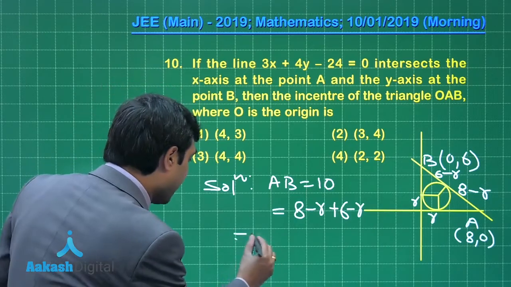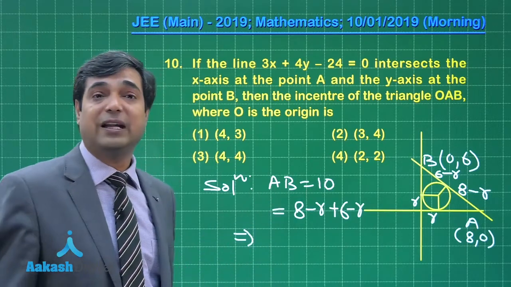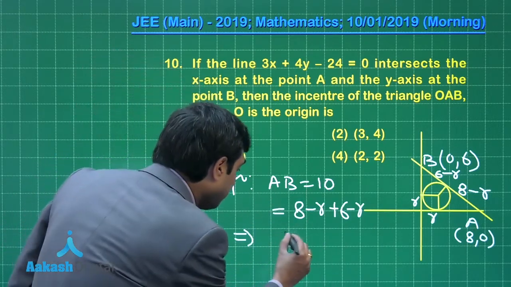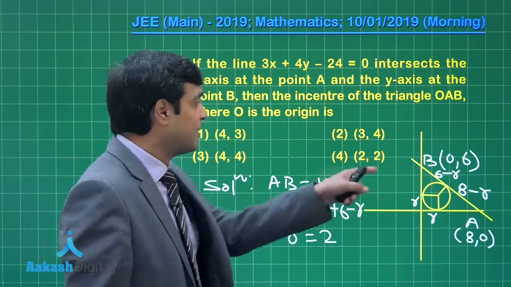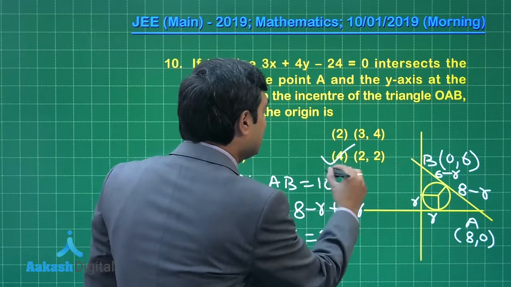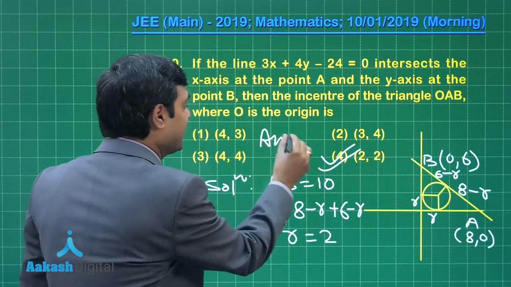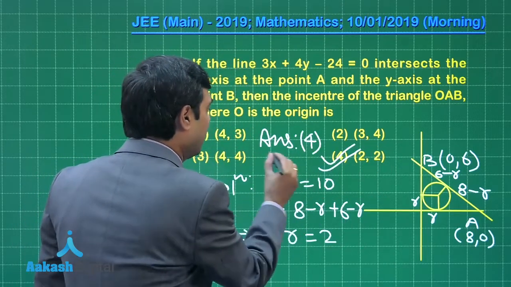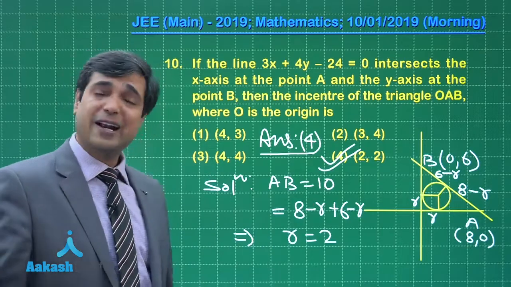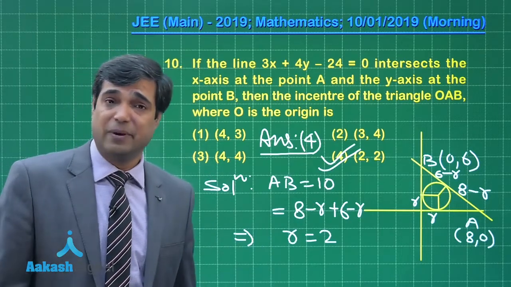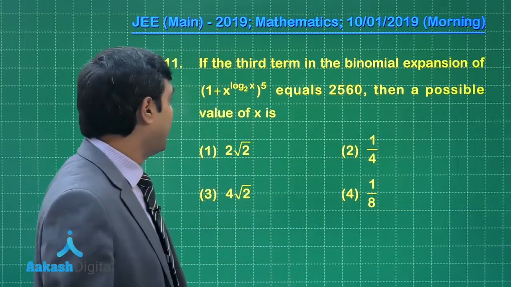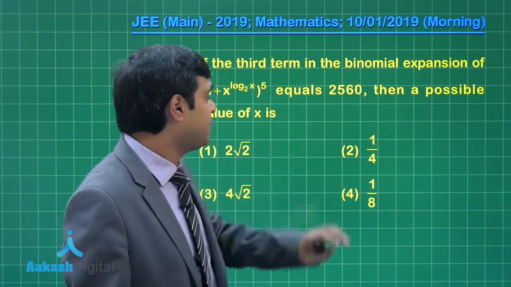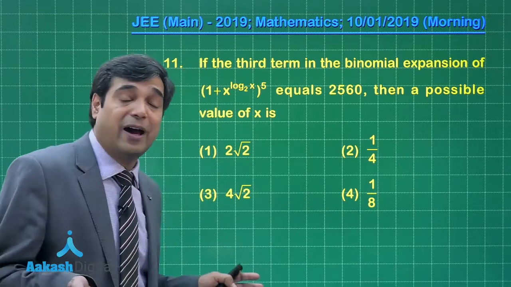So from here we have 2r equals 14 minus 10, that is simply 4. So r is 2, length of r is 2. So the incenter is obtained as (2, 2). So correct answer is option number 4. I am sure this question is clear. Let's move on to the next one, that is question number 11. If the third term in the binomial expansion of this one is 2560, find the possible value of x.